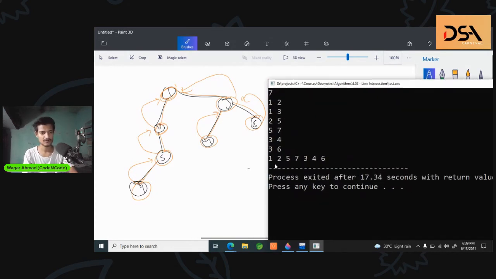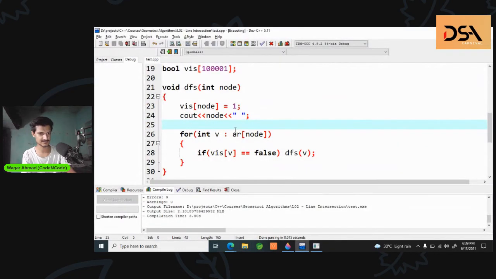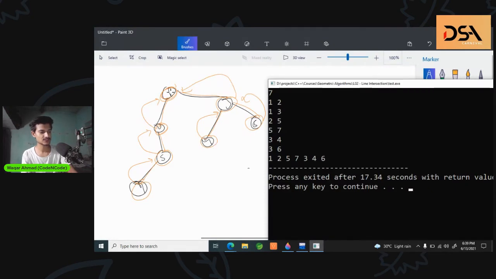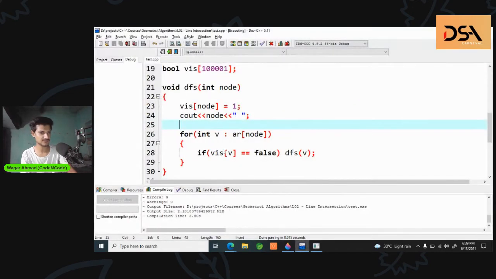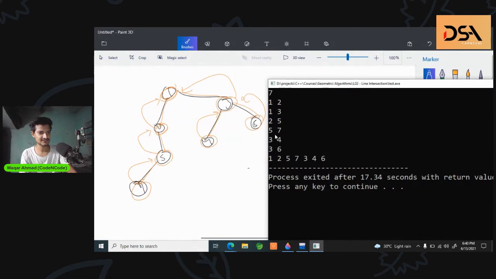See here, first we started from node 1, so of course node 1 will be printed. Then I start traversing node 1's adjacency list. I see that in the adjacency list of node 1, I have 2. Is it visited? The answer is no. Till now, we have not visited 2. So I'll make a DFS call to node 2, because in the code, if node V is not visited, we make a DFS call to node V. I check whether 2 is visited. It is not visited, so I make a DFS call to 2.